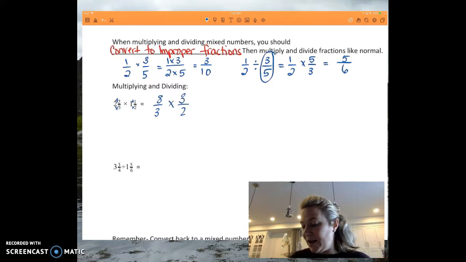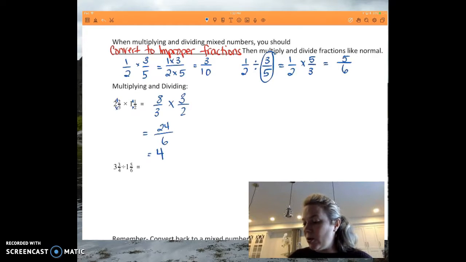Now we're going to multiply. We've got two different ways of solving this, so I'm going to go through both ways for you. So 8 times 3 is 24. 3 times 2 is 6. Are we done? No, because it has to be in lowest form. And 24 and 6 have something in common. I can divide 24 by 6, and I'm going to get 4.